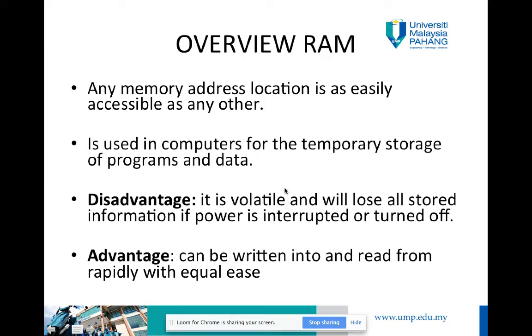So the overview of RAM: any memory address location is as easily accessible as any other. It is used in computers for the temporary storage of programs and data. You can relate with the video just now. Disadvantage: it is volatile and will lose all stored information if power is interrupted or turned off. Advantage: it can be written into and read from rapidly with equal ease.